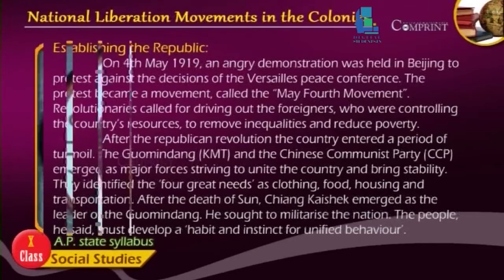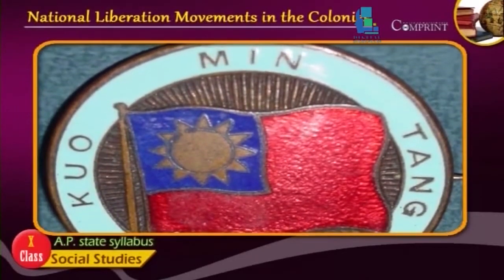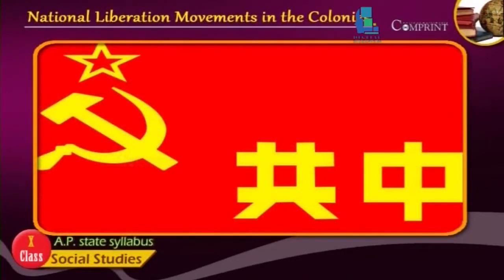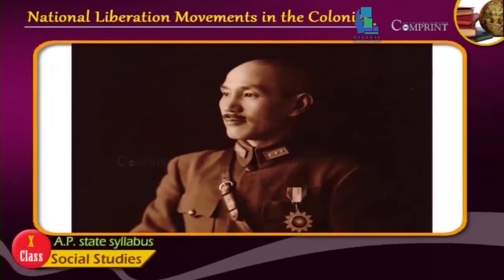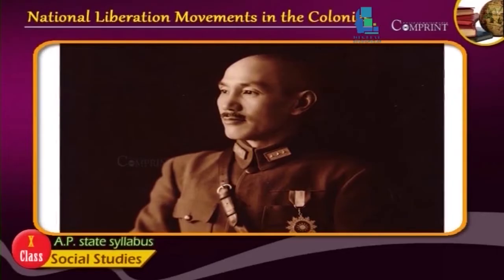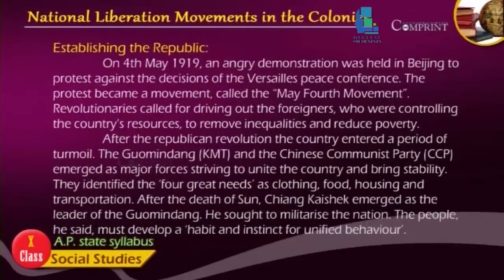The Kuomintang, KMT, and the Chinese Communist Party emerged as major forces striving to unite the country and bring stability. They identified the four great needs as clothing, food, housing, and transportation. After the death of Sun, Chiang Kai-shek emerged as the leader of the Kuomintang. He sought to militarize the nation. The people, he said, must develop a habit of instinct or unified behavior.